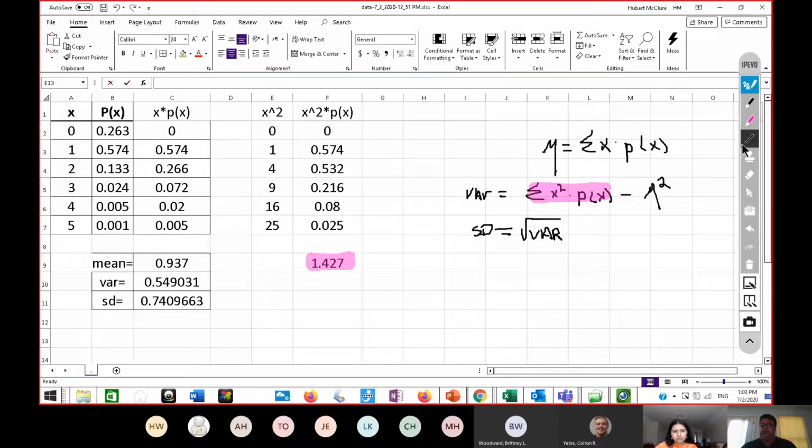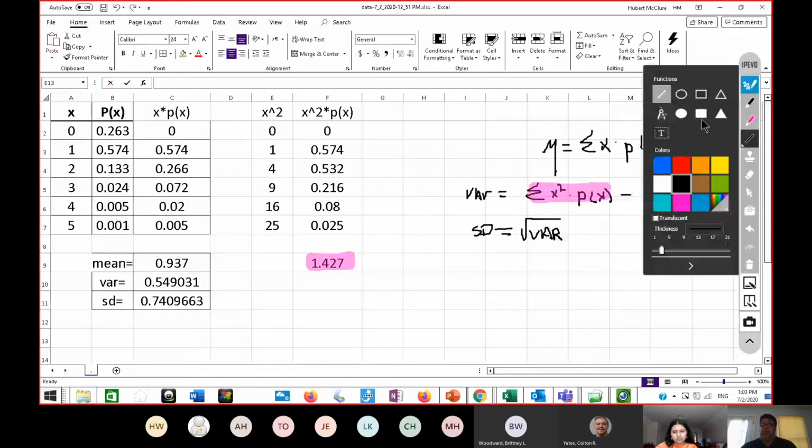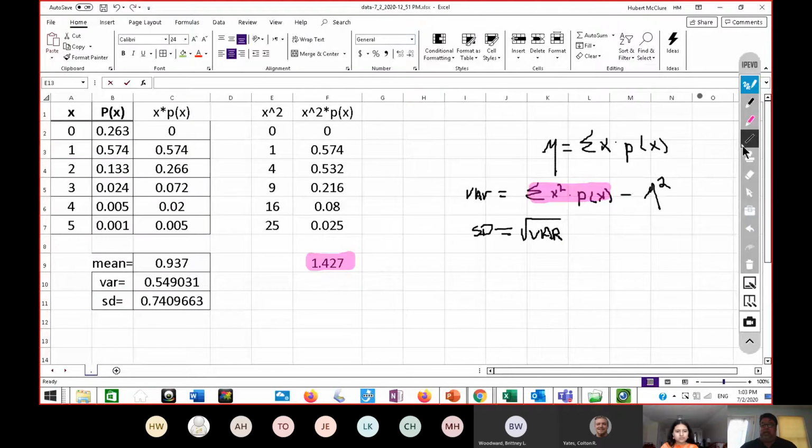Rectangle. I was going to color it green and put a box around it, but anyway, that's the answer.